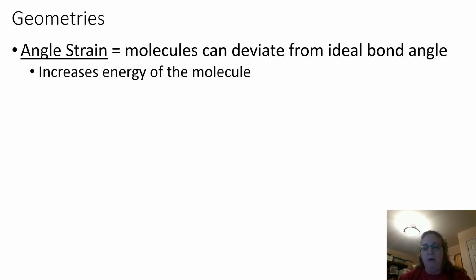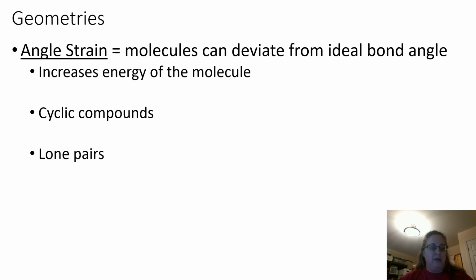We are going to see angle strain anytime we have a cyclic compound. So anytime we try to connect all of our atoms in a cycle, we've seen a few of those already with resonance and with our epoxide, that causes some angle strain. We're going to deviate from those ideal angles, and it causes an increased energy with those cyclic compounds. We're also going to see it because of lone pairs.